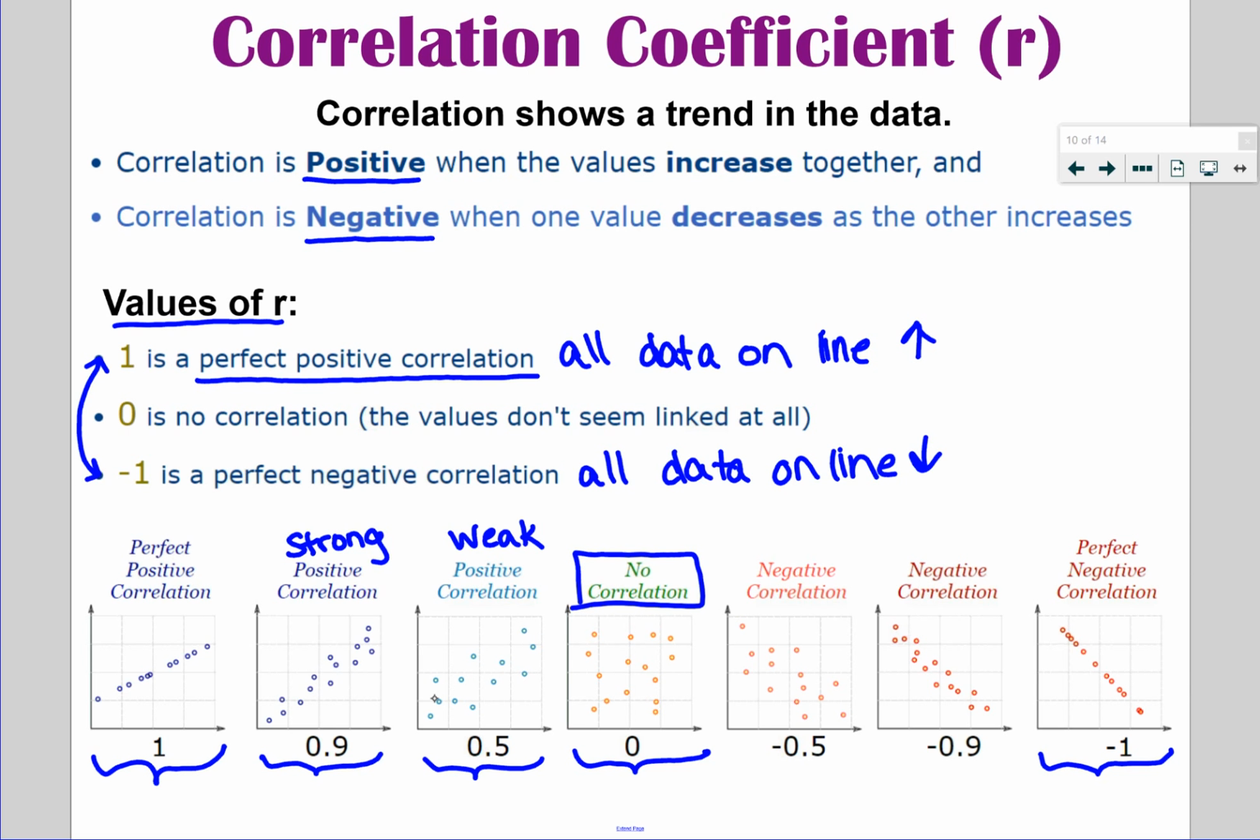The same thing can happen if we have a weak negative or a strong negative. So weak negative, you're going to see an R value of something like negative 0.5, negative 0.4, negative 0.3, even negative 0.6. And if you look at your data, you're going to see it's spread out a little bit, but it's decreasing. If the data values get a little close together, we say it has a strong negative correlation. So something like negative 0.8, negative 0.9, that's strong. And again, if we get back to negative 1, we say it is perfect.